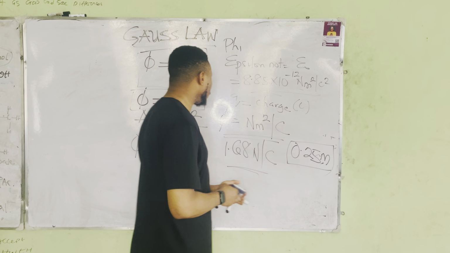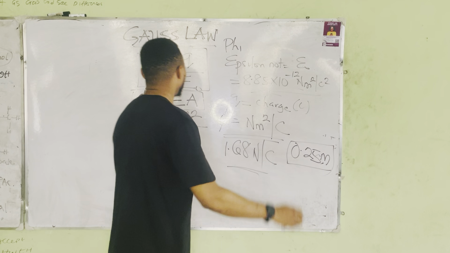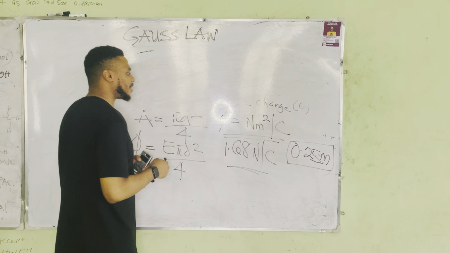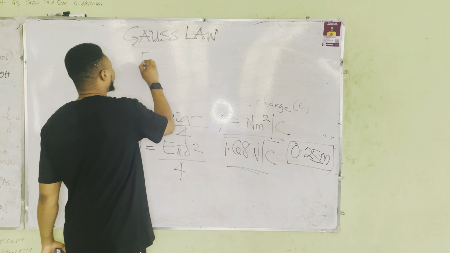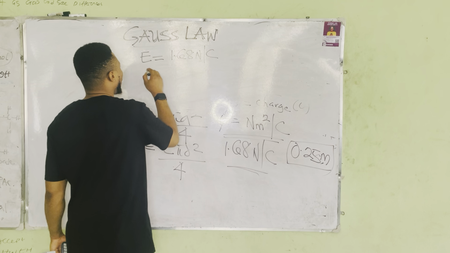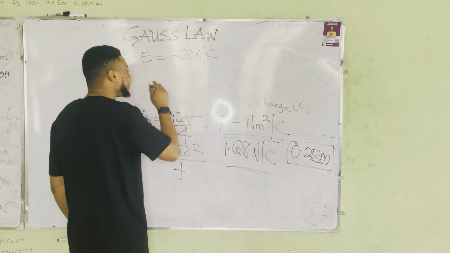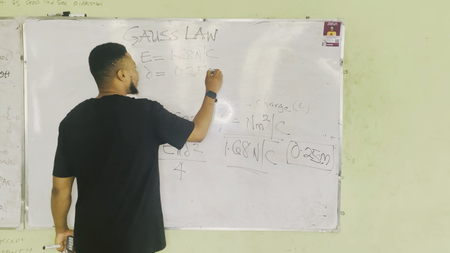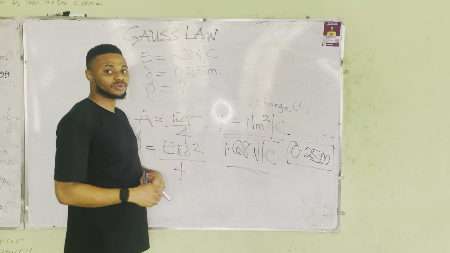So we are being told to look for the electric flux of that material. Let's quickly delve into that. Now we have to list our parameters first. The question gave us electric field intensity to be 1.68 newtons per coulomb, and we are also given distance, but in this case it's diameter. The diameter is 0.25 meters, and we are told to look for the electric flux.